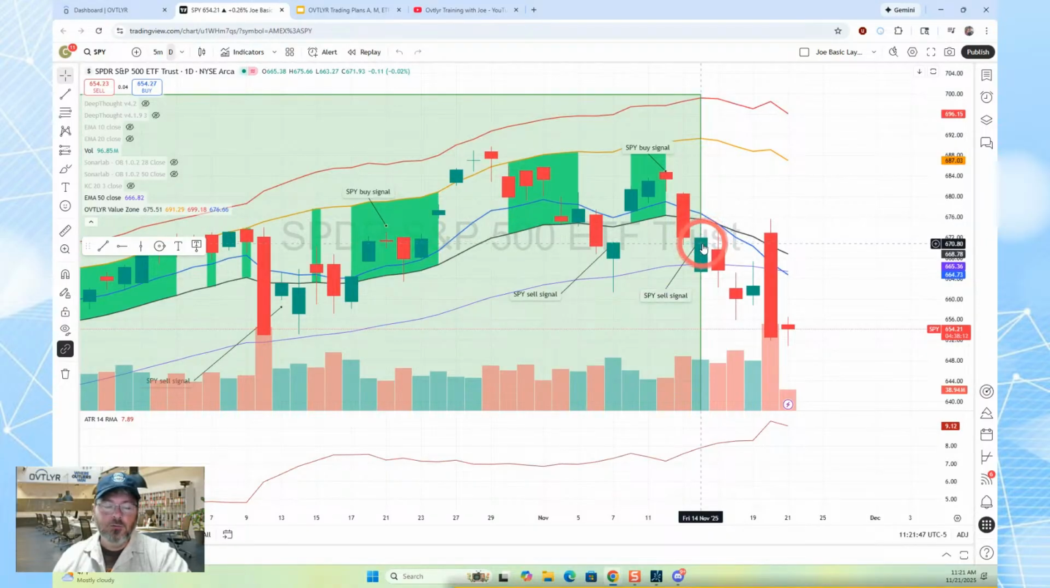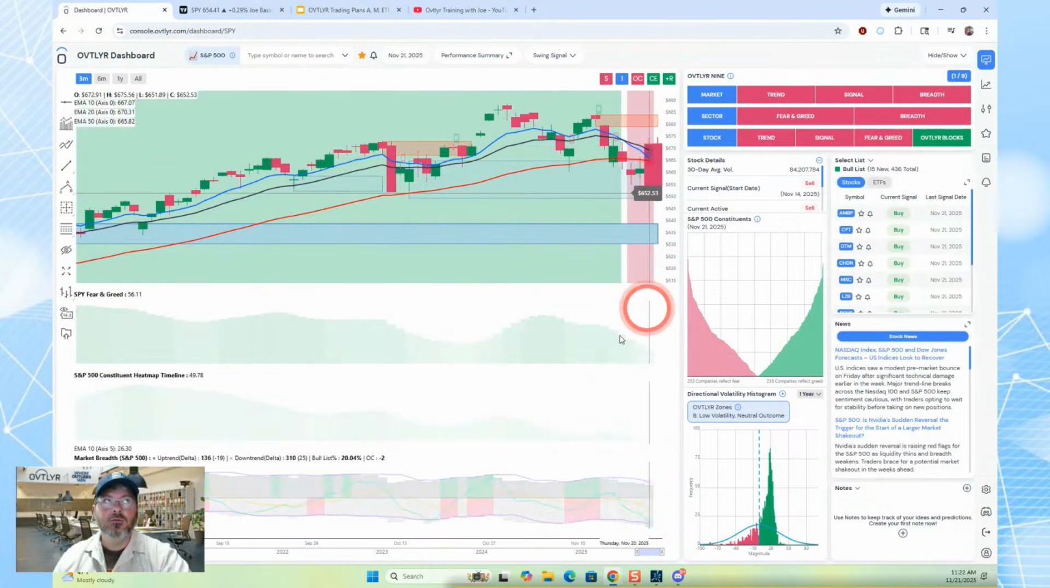So we would have gotten out of the trades a day before the cross. So this is Outlier, the software, giving an indication to us, Outlier traders, hey, the trend has changed. You need to be paying attention. If your plan has you getting out based on an Outlier sell signal, you would take it on the day that it arrives. So let's go over to Outlier and see what those signals were.